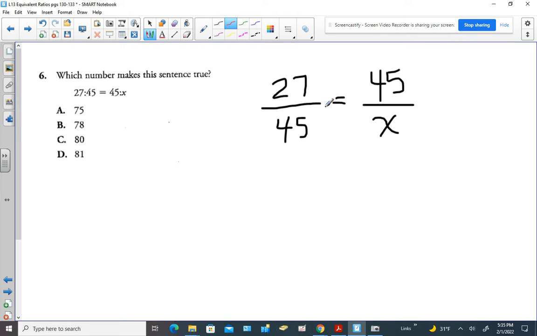We're looking at question number 6. Which number makes this sentence true? And the problem that a lot of 6th graders have is just the presentation of it. I propose that we rewrite this using the fraction format.